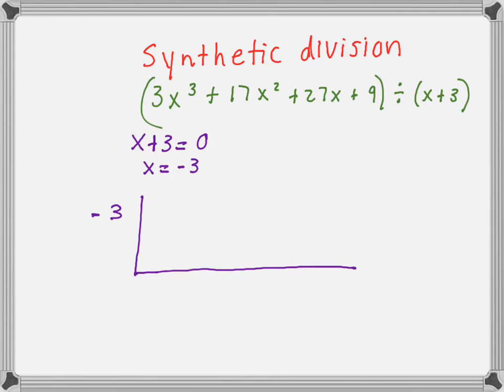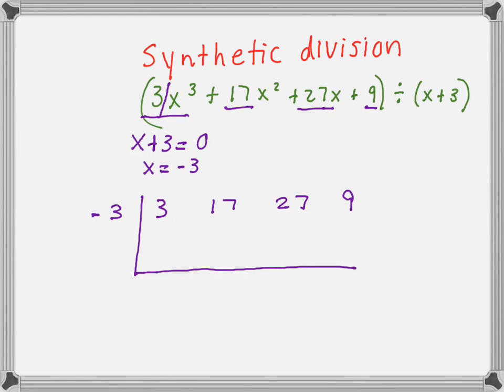So instead of putting these whole things in here, we're just going to put the coefficients. So the coefficient of 3x cubed is just 3. The coefficient of 17x squared is just 17. The coefficient of 27x is just 27. And the coefficient of 9, and then we're assuming that there's a ones place here, is just 9.